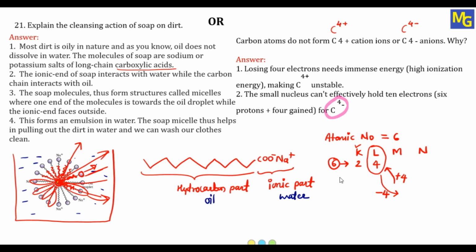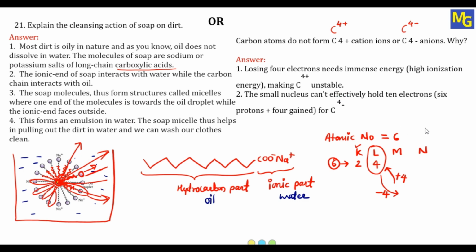I hope you understood. I'll repeat once again. The atomic number of carbon is 6, meaning it has 6 protons and 6 electrons. If you add another 4 electrons, then electrons become 10, but protons remain 6. So positive charge is 6 and negative charge becomes 10. So these 6 protons cannot handle those 10 electrons, that is the extra 4 electrons which we have added, and therefore C minus 4 is also unstable. So C plus 4 is unstable because it requires a large amount of energy to lose 4 electrons. C minus 4 is unstable because 6 protons cannot handle 10 electrons, the 4 which we have added extra.